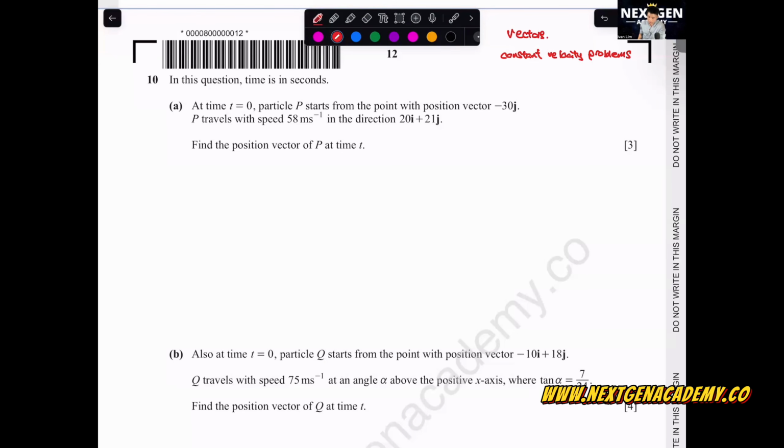Okay, at time t = 0, particle P starts from the point with position vector -30. P travels with speed 58 meters per second in the direction 20i plus 21j. Find the position vector of P. What is the formula first? Okay, what's the formula for position vector first? This is going back to your physics. Okay, can someone type in the chat? Anyone can still remember the formula for position vector?